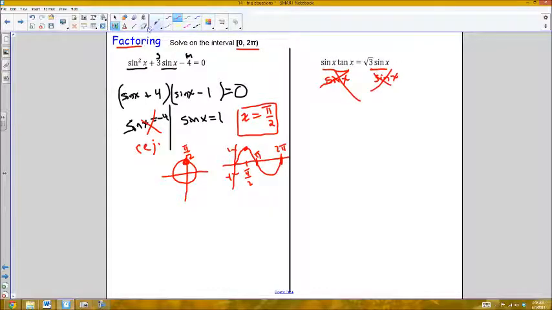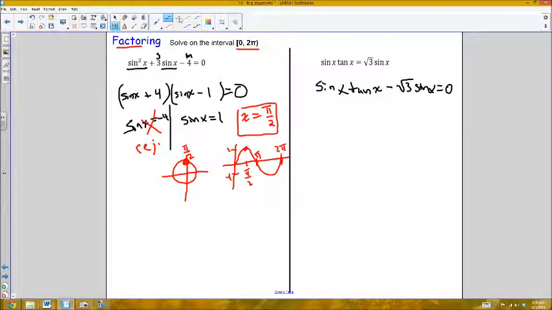You can never divide by something that is a variable because you cannot account for the fact that it could be 0. So here's the appropriate way to solve. What I'm going to do instead is subtract the square root of 3 sine x to the other side and solve by factoring just like we did over here. So this will be minus the square root of 3 sine x equals 0.